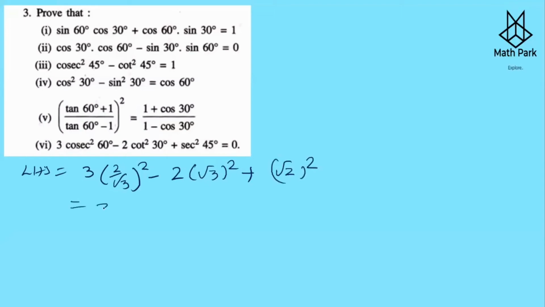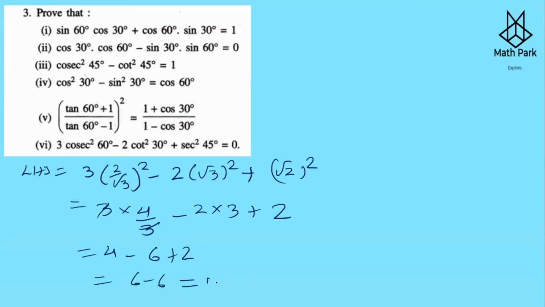So this is 3 times 2 square is 4, root 3 square is 3, minus 2 into root 3 square is 3, plus root 2 square is 2. So this is 4 minus 3 times 2 is 6, plus 2. So this is going to be 4 plus 2 is 6 and 6 minus 6, which is 0. And this is our RHS, and hence proved that LHS is equal to RHS.